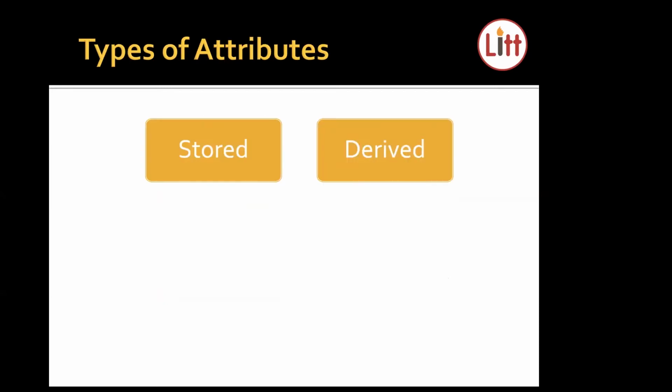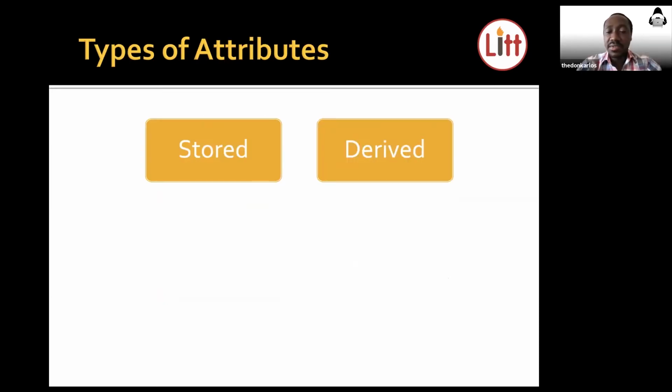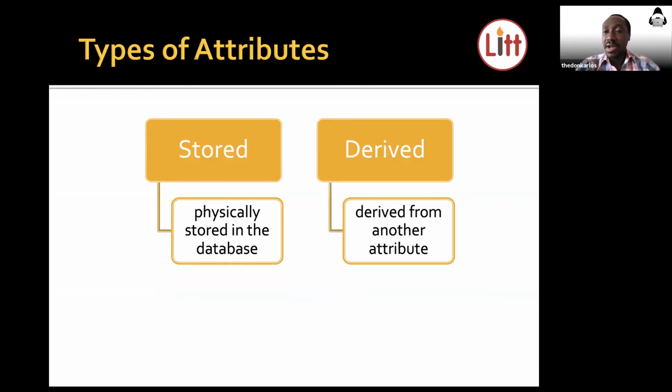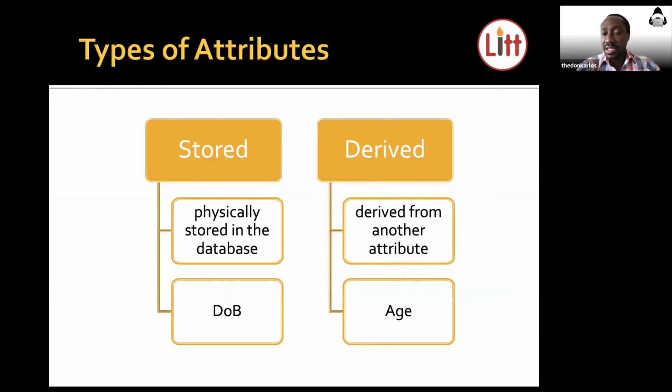The third set that we look at is stored and derived. Stored attributes and derived attributes. Stored attributes are physically stored in the database, whereas derived attributes are derived from another attribute. An example of a stored attribute would be the date of birth. So date of birth will be stored in the database, but we can derive the age from the date of birth.